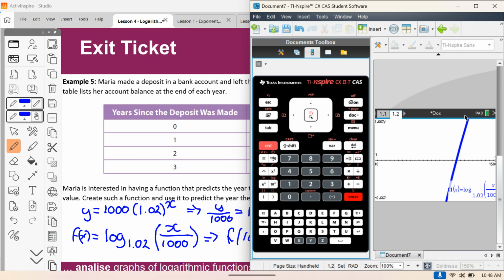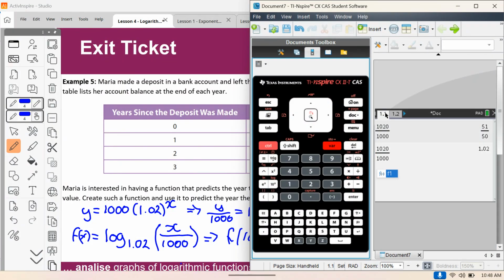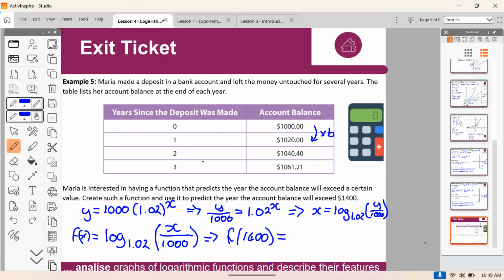We want to find the year it gets up to when we put in 1,400. So let's use the function. We want to enter 1,400, and that will give us 17. So it'll take 17 years.